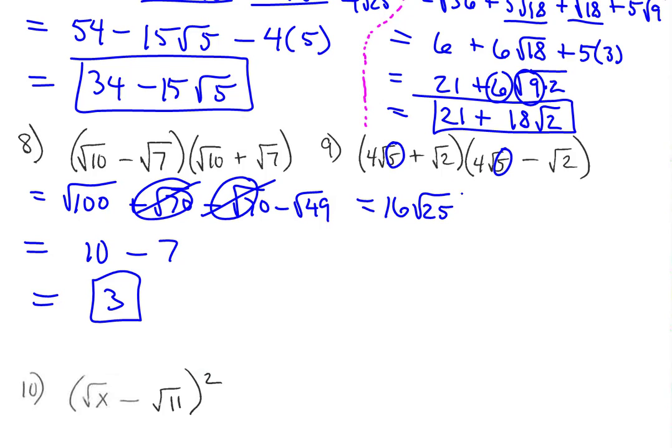That's first times first. Now, outer times outer will be the 4 root 5 times a negative root 2. So that will be a negative 4. That coefficient of 4 stays out in front. It'd be like 4 times a negative 1, which is the negative 4 we're seeing here.